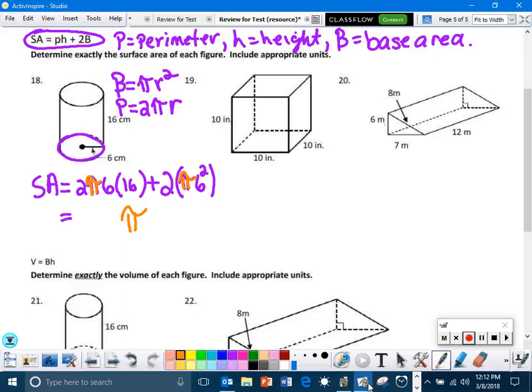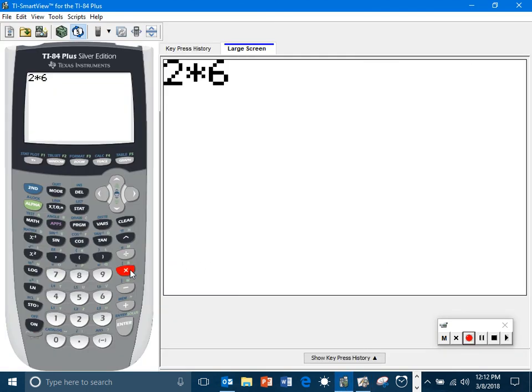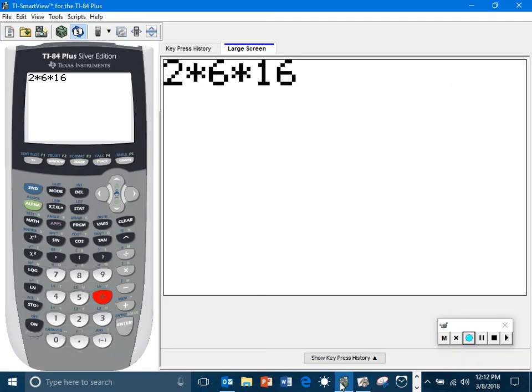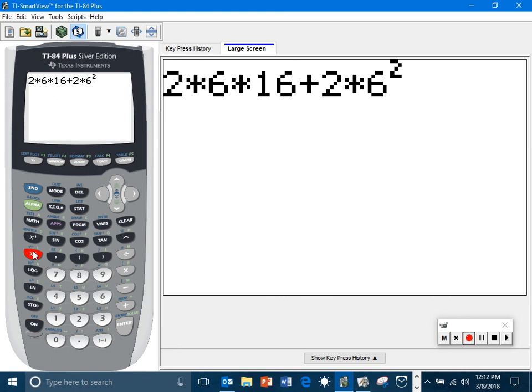Okay. Then it says, so it's 2 times 6 times 16, then it says plus right here, 2 times 6 squared. So plus 2 times 6 squared. Again, you'll notice I did not do anything with the pi. I just took the numbers, 2 times 6 times 16, plus 2 times 6 squared.